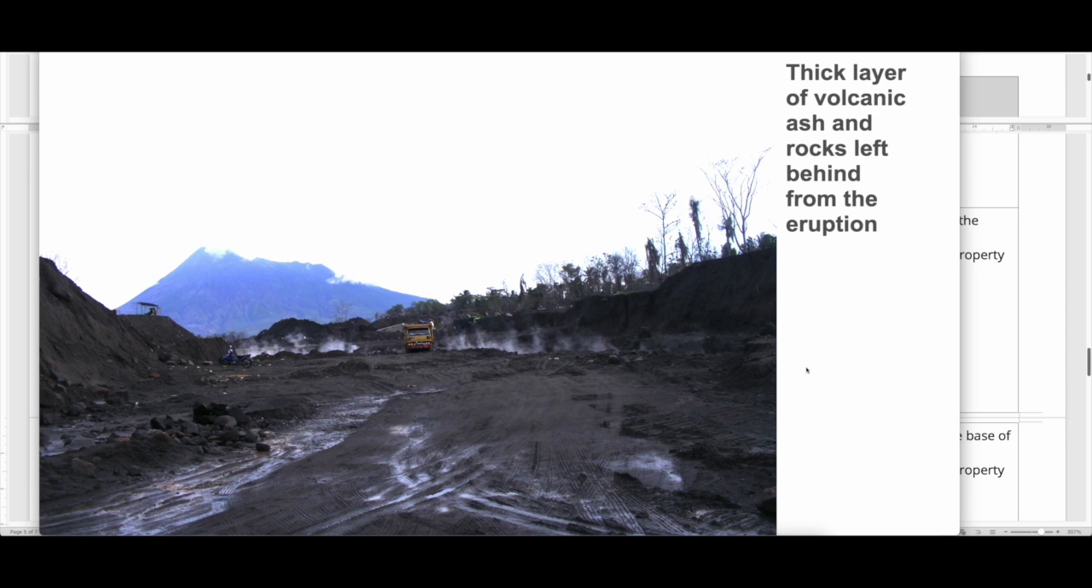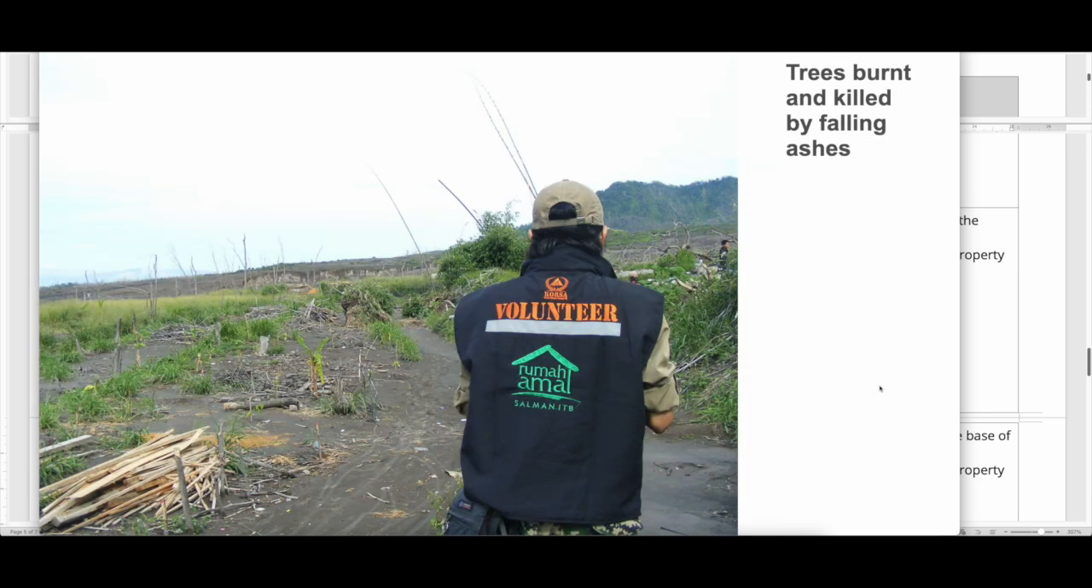Okay, so the teachers shared the photos they've taken after the 2010 eruption. Okay, so you can see Merapi is here, and you can see the amount of ash. You can see this thick layer of ash, and they cleared the middle of it. Okay, left behind by the volcano, and of course the smaller tephra, smaller rocks. Okay, this whole area, the trees were burned and killed by falling ash. Okay, so you can see the trees here. You don't see many branches. Why? Because there was so much ash, and then the branches actually broke off and collapsed.